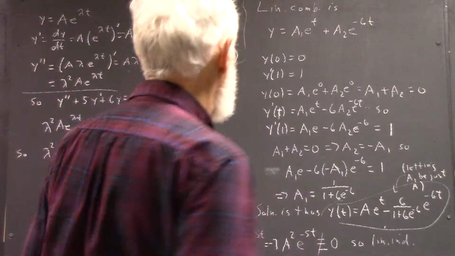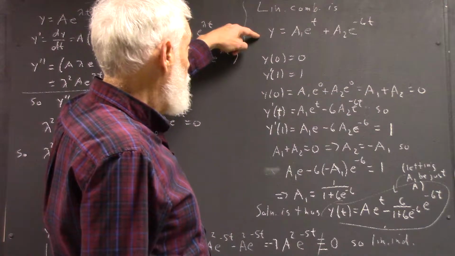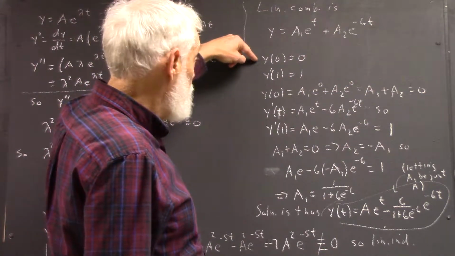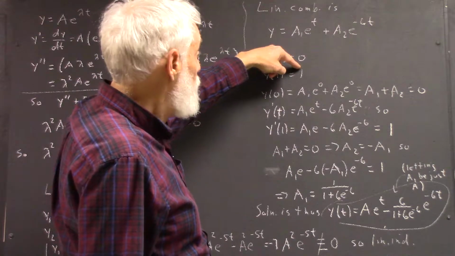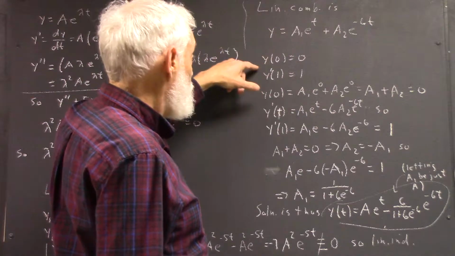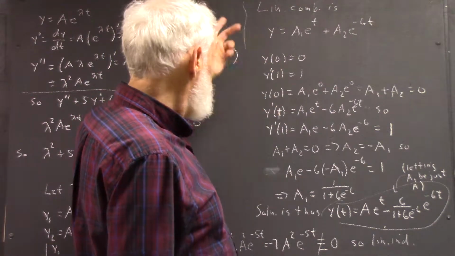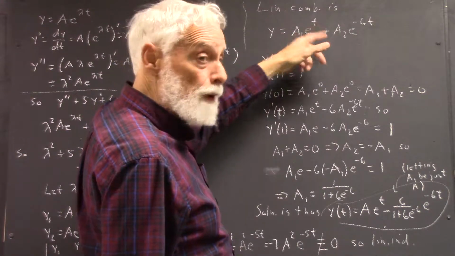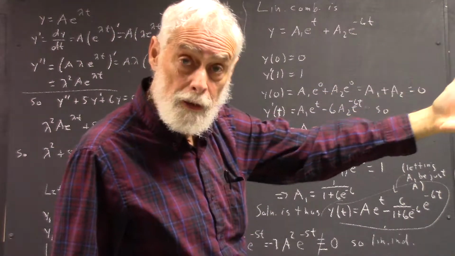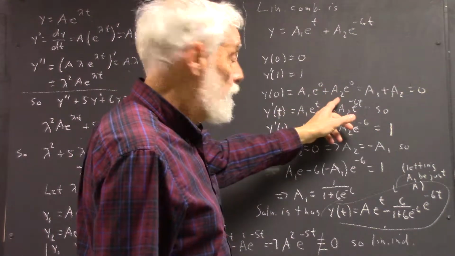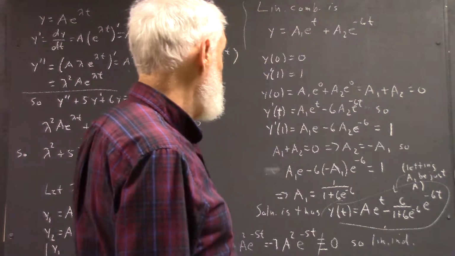Okay, now we wanted to take our arbitrary linear combination and apply two conditions: y of 0 equals 0, y prime of 1 equals 1. To do that, we simply write out y of 0 and set it equal to 0. If we plug in 0 for t, e to the t is e to the 0, which is 1. E to the negative 6t is also e to the 0, which is 1. So we get a1 plus a2, and that has to equal 0.